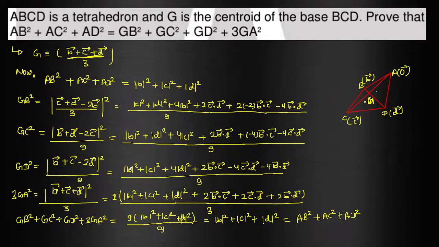If we add all the three, all these terms are going to cancel. We are left with only 9 times of b square, c square, d square. 9 will get cancelled. It is b square, c square, d square, which is AB square plus AC square plus AD square.